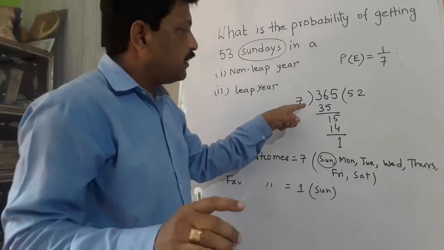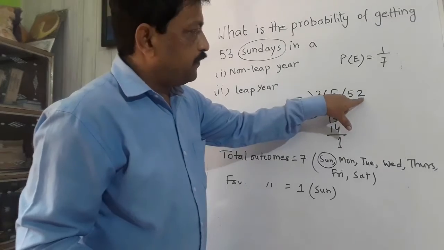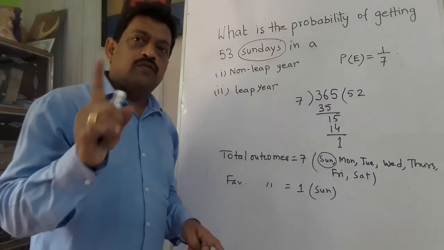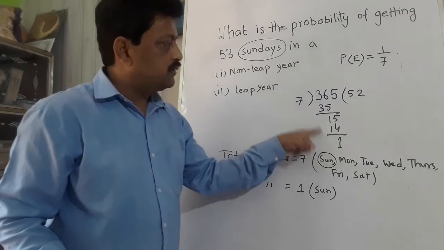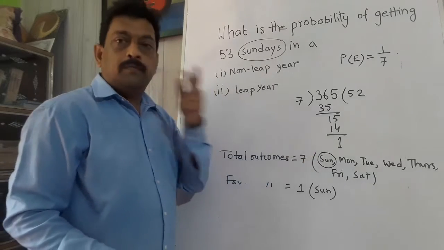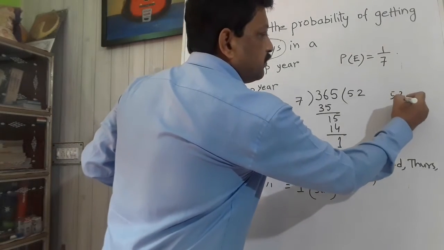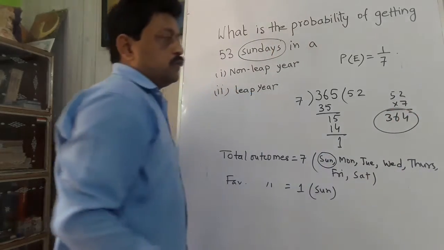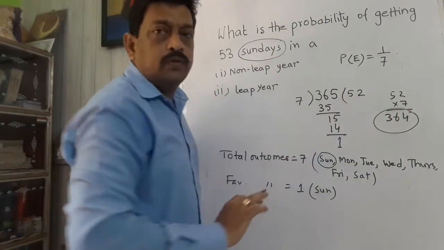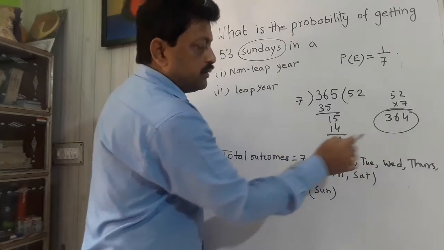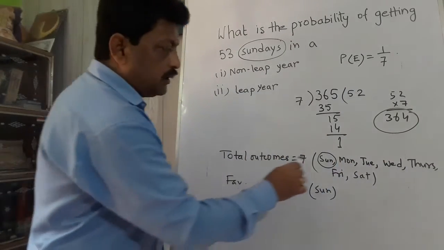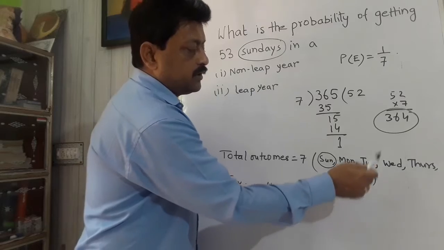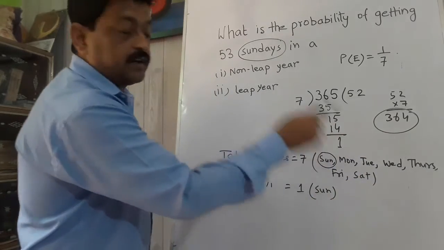And in a year, 52 weeks are there, plus one extra day is also there. Just see this division. 52 into 7 equals 364. So 52 Sundays are certain to come, and the one day which is left can be any day of the week. It can be Sunday, Monday, Tuesday, Wednesday, Thursday, Friday, Saturday.